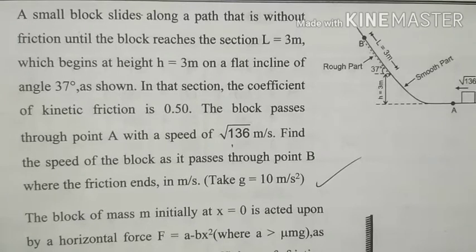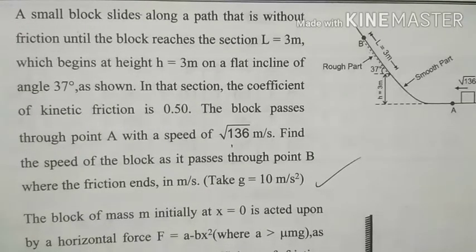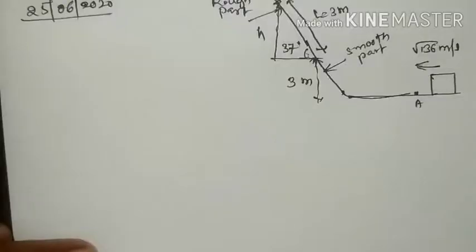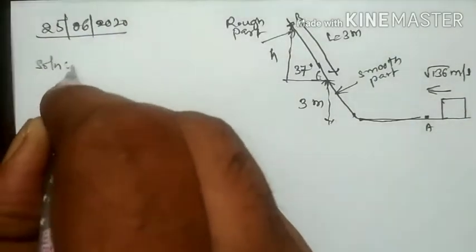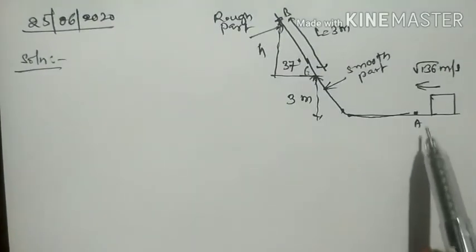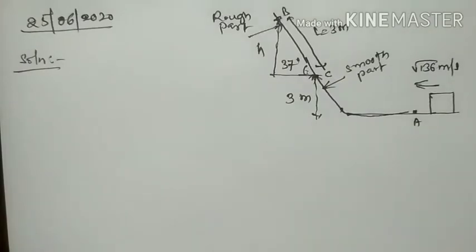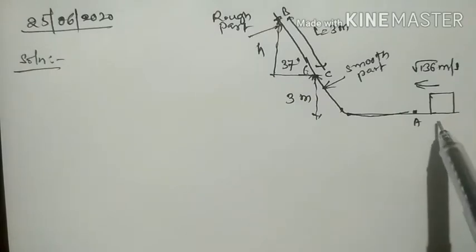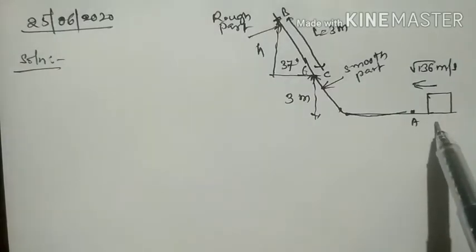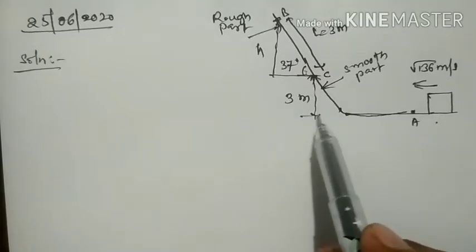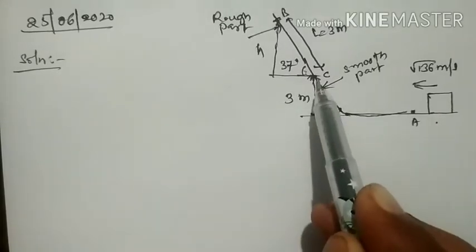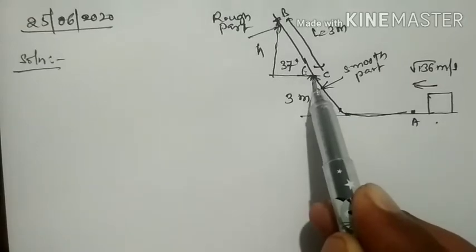So this problem is a very good example of law of conservation of energy and work energy theorem. Okay, now we will see the solution. Let us start with the solution of the problem. So first, we start with the point A, and at the intermediate point where the inclination has started, we will consider the point C. So according to law of conservation of energy, what is the energy possessed by the block here? It is kinetic energy, whereas here it has raised to a certain height, so it has gravitational potential energy and kinetic energy also.